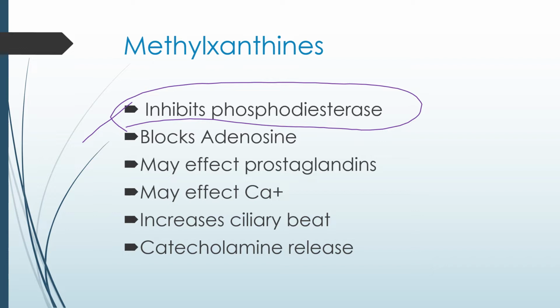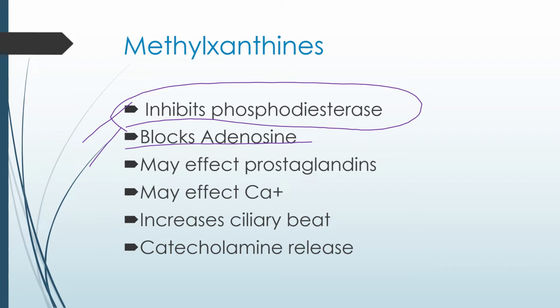So if it blocks alpha-1 and beta-2 stimulation, then what happens? Then it will block smooth muscle constriction by blocking alpha, right? Because remember, alpha is one of those things that could actually cause bronchoconstriction. So therefore, we're going to have some bronchodilating effects as well because it is blocking that adenosine pathway. So we have some advantage there.